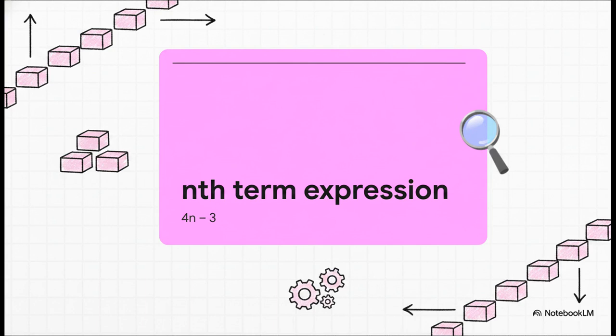Let's just do a quick sanity check, right? For the first term, n is 1. 4 times 1 is 4. Minus 3 is 1. Perfect. For the second term, n is 2. 4 times 2 is 8. Minus 3 is 5. It works perfectly.